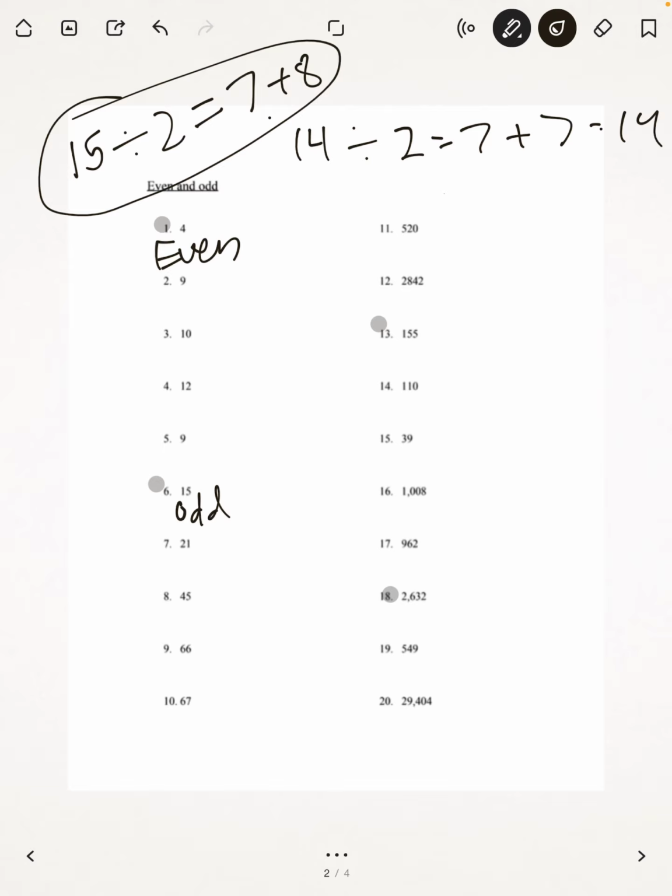Okay, 115. Oh yeah, there's also this: whatever number is a multiple of 2 is even, but if it's by 1s, 3s, or 5s, it's going to be odd. So 155, that ends in a 5. 5 is an odd number, so this one's an odd number. 2,632. This one ends with an even number, so this one's going to be even.